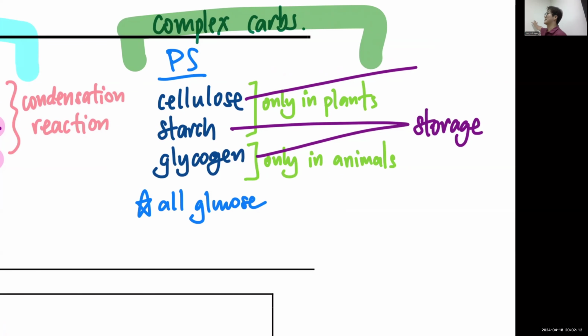Of a plant cell wall. Why are plant cell walls so strong and rigid? Cellulose is the one that provides that rigidity in the cell wall.